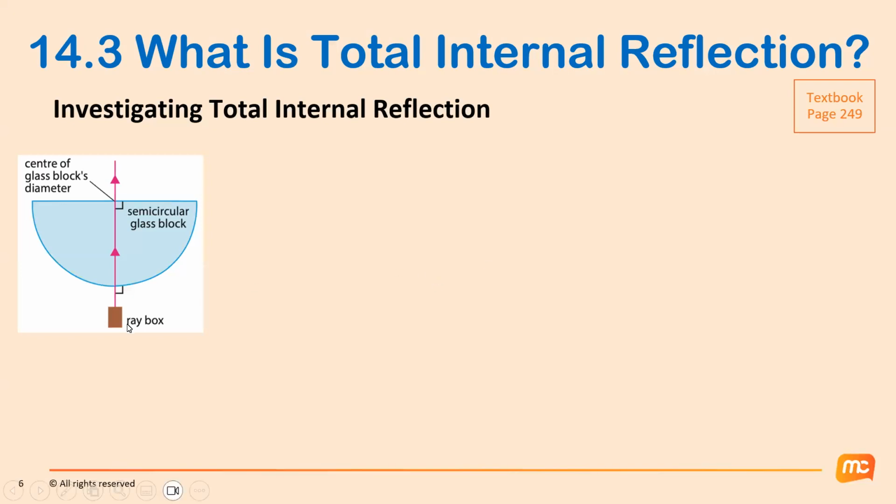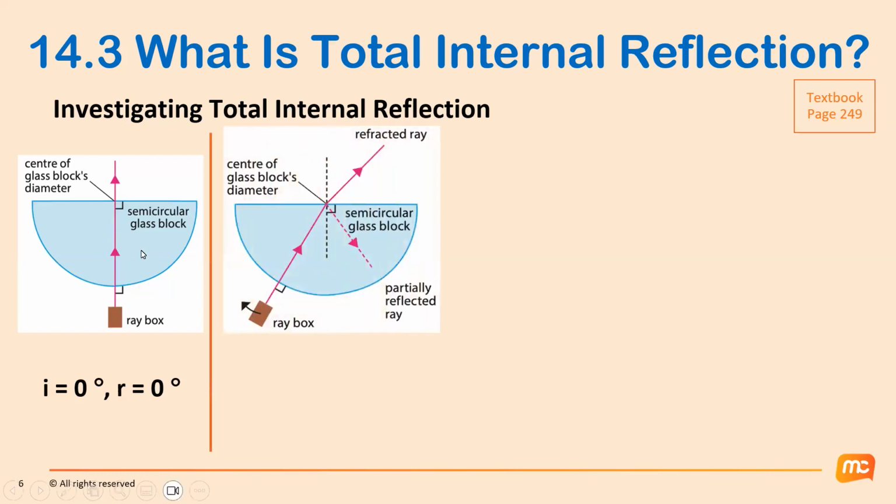First, you have a ray box. The light rays shine through this semi-circular glass block. As the light ray enters from air into glass, there's no bending because the angle of incidence is 0. The angle of refraction is 0. The light ray is shining along the normal, so there is no bending of light here, although the light slows down. At the part where it exits the glass block, it is again along the normal. So again, the angle of incidence is 0, the angle of refraction is also 0. There is no refraction taking place at all.